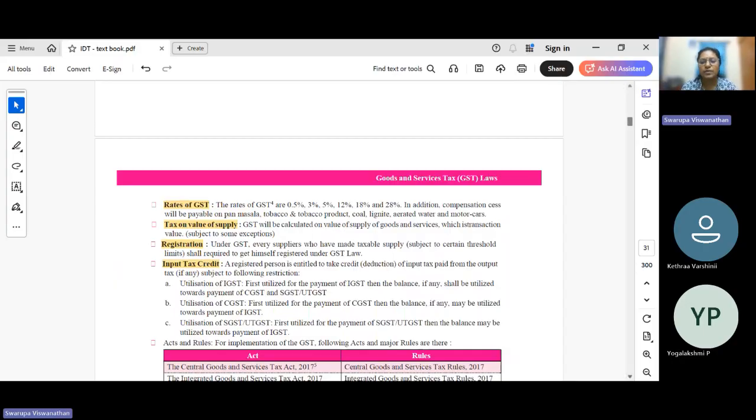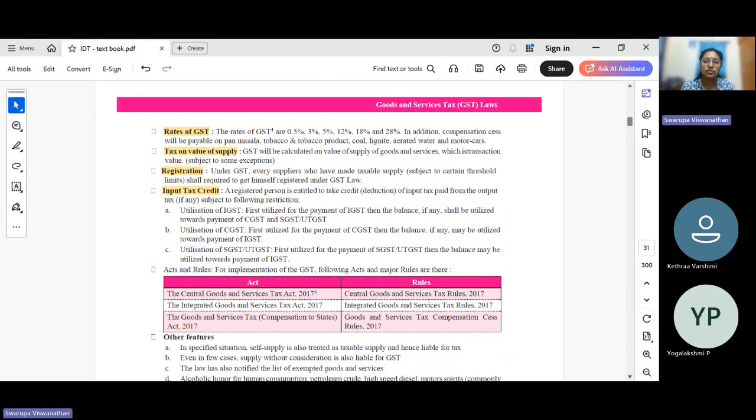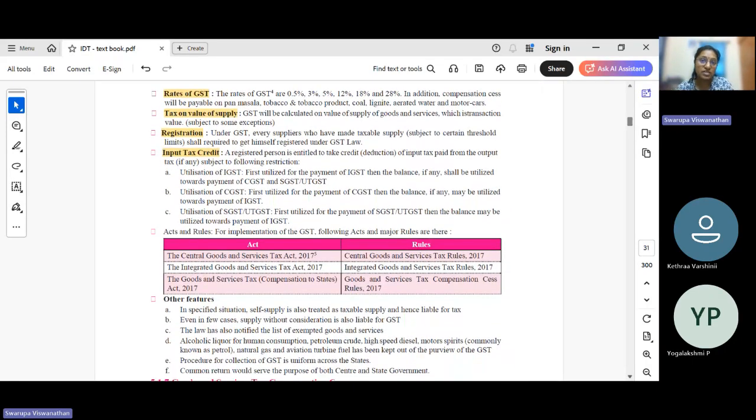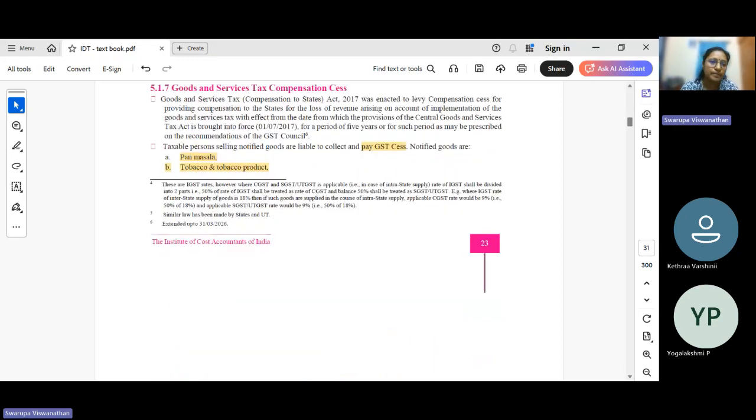Input tax credit is one of the most important sought out feature of GST. Input tax credit helps to adjust the tax that has been paid on the purchases. It helps to reduce the cascading effect of tax. So these are the important features when it comes to GST.